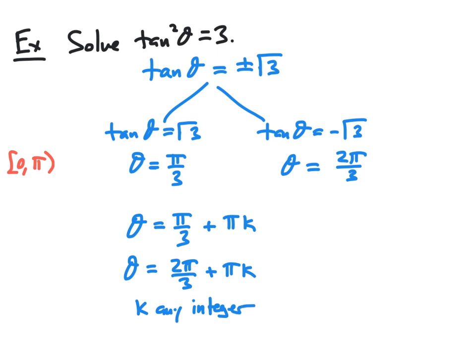And importantly, again, just to emphasize this one last final time, the period of the tangent function is pi, not 2 pi, like it was for sine and cosine. And so this is one little caveat to watch out for when dealing with the tangent function in an equation.